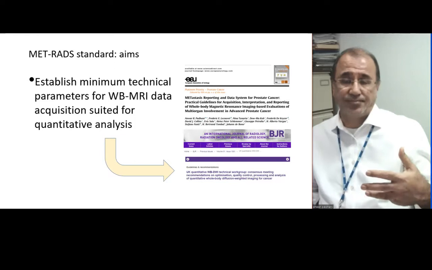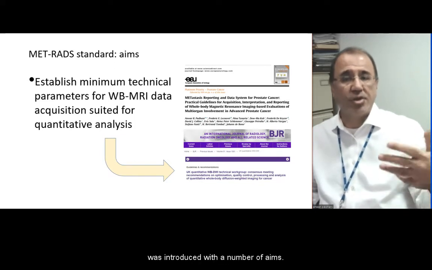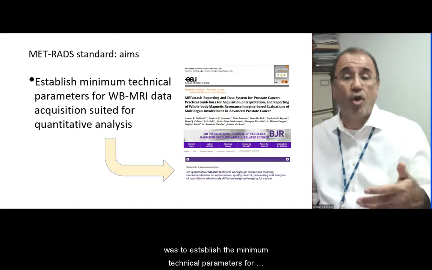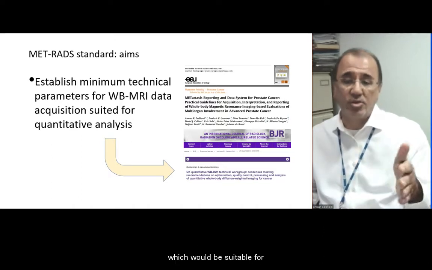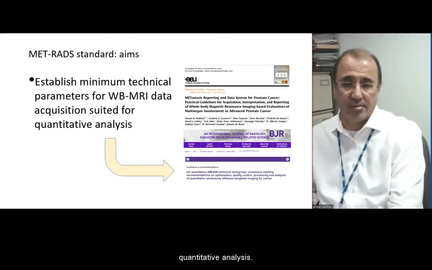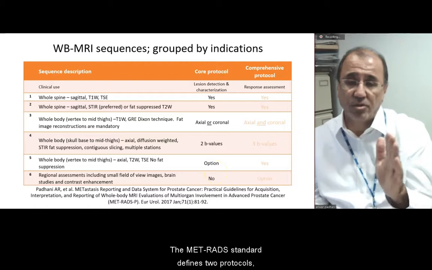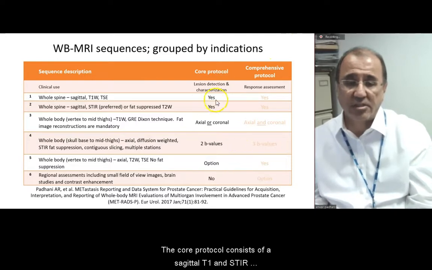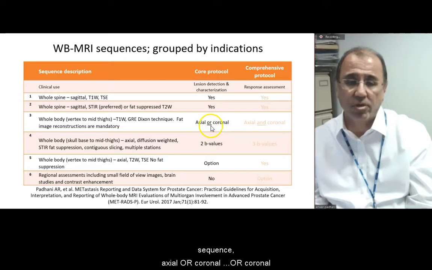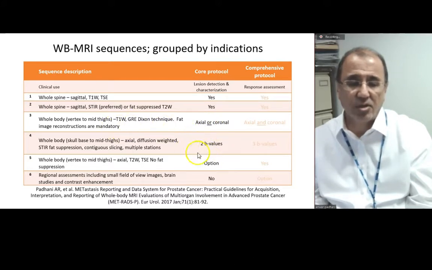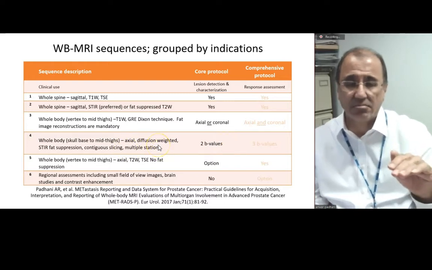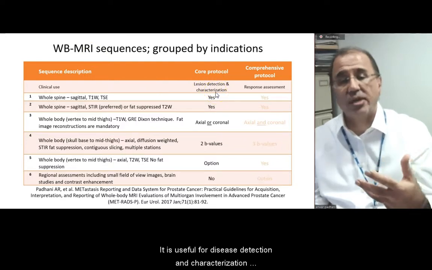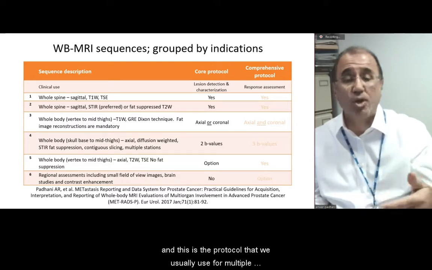So with this background, the MET-RADS standard was introduced with a number of aims. The first aim was to establish the minimal technical parameters for whole body MRI data acquisition which would be suitable for quantitative analysis. The MET-RADS standard defines 2 protocols, the core protocol and the comprehensive protocol. Now the core protocol consists of a sagittal T1 and STIR sequence, axial or coronal T1 Dixon techniques, 2 b-value diffusion imaging. That's it. Half an hour, you're done, and it's used for detection and characterization, and this is the protocol that we usually use for multiple myeloma for disease detection.